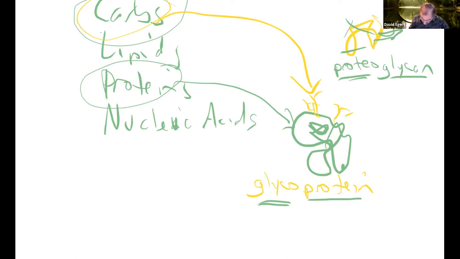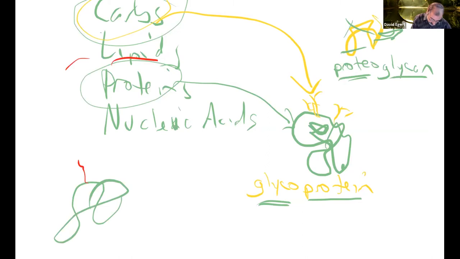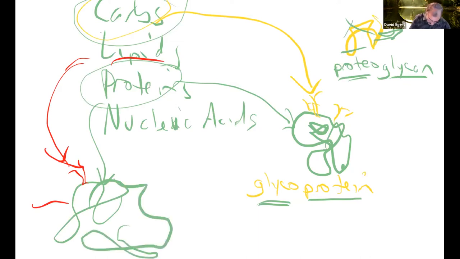What about if I have a protein and I have some lipids attached to it? What am I going to call that? Actually, we're going to see this a lot. You'll have a protein and there'll be lipids. It's going to be a lipoprotein.